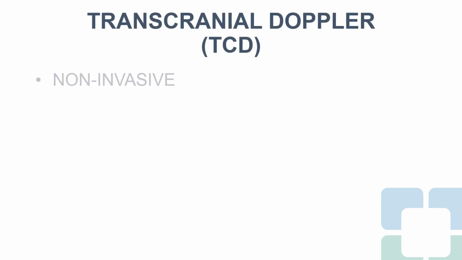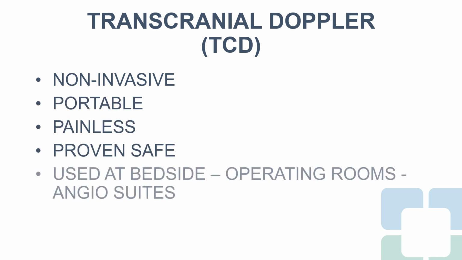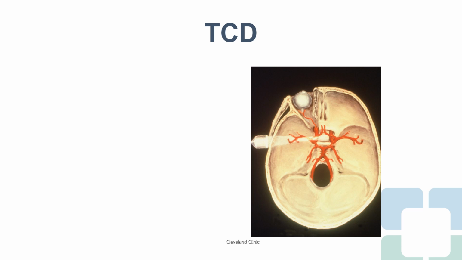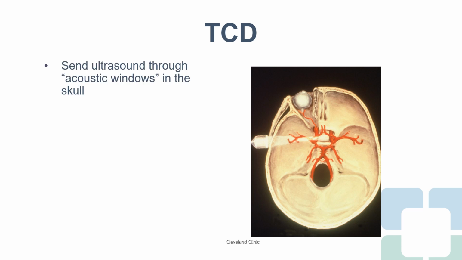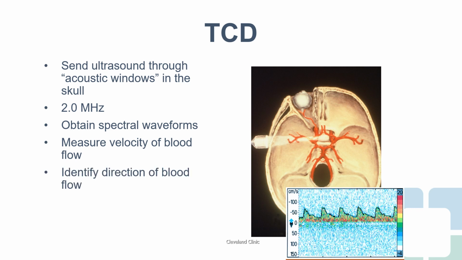So transcranial Doppler has many benefits. It's non-invasive, portable, painless, and proven safe, and it can be used at bedside, in operating rooms, and even in the angio suites. It's relatively inexpensive. TCD sends ultrasound to the acoustic windows in the skull. It's 2 megahertz. You obtain spectral waveforms. You can measure the velocity of the blood flow and identify the direction of the blood flow.